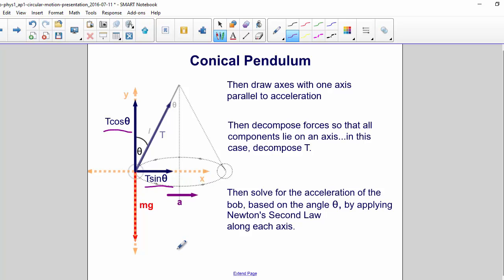Then we're going to solve for the acceleration by applying Newton's second law. So in the y-axis, we have T cosine theta minus mg equals 0. And in the x-axis, we have T sine theta equals ma. Again, this should look just like a banked curve without friction.